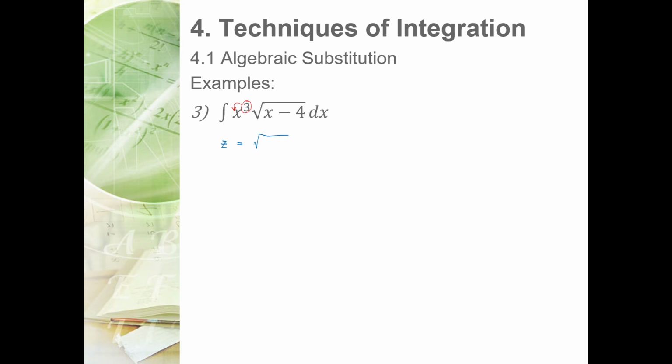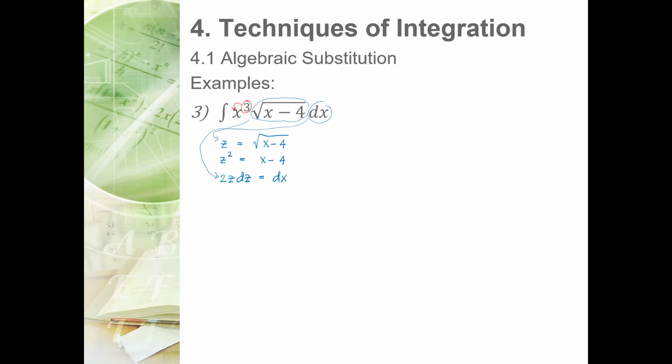So this is square root of x minus 4. So again, getting the square of both sides. So this is z squared. Then you have x minus 4. Then getting the derivative, we have here 2z dz equals dx. So we can replace the square root of x minus 4 as z. We can replace dx as 2z dz.